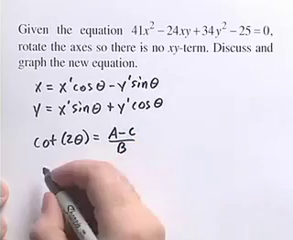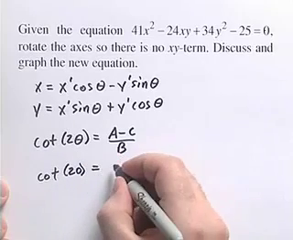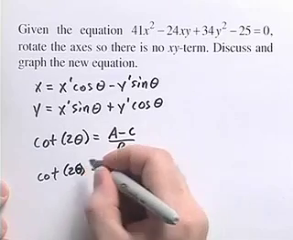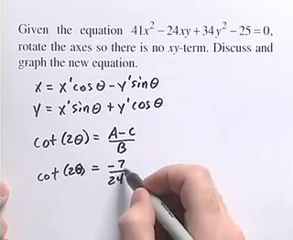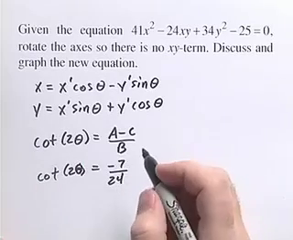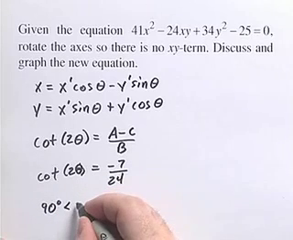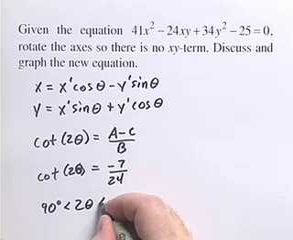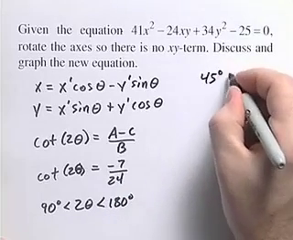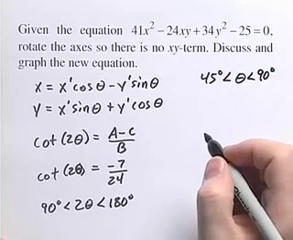That is, we need to solve the cotangent of 2 theta is equal to negative 7 over 24. Since the cotangent of 2 theta is negative, we can choose 2 theta to be between 90 degrees and 180 degrees, which means that theta is between 45 degrees and 90 degrees.